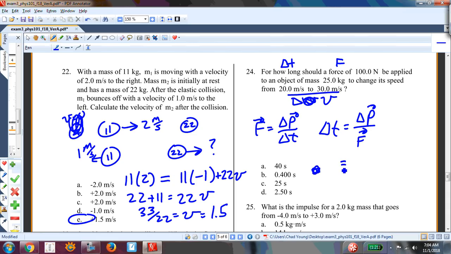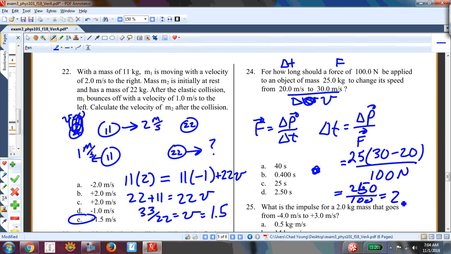So delta T is equal to the mass, that's 25, times my delta V, that's 30 minus 20, divided by the force, that's 100 newtons. 250 over 100 is 2.5 seconds. So 24 then is D.